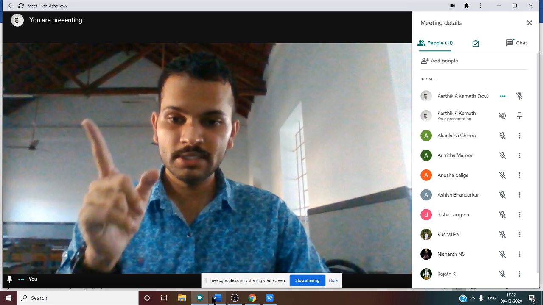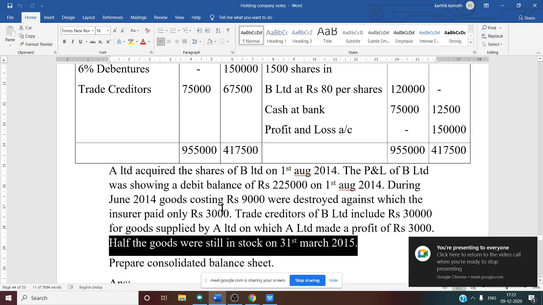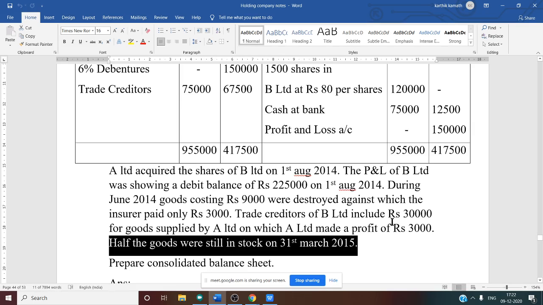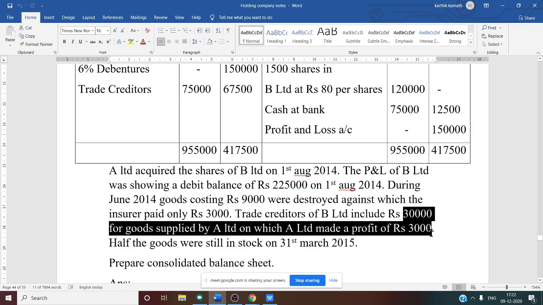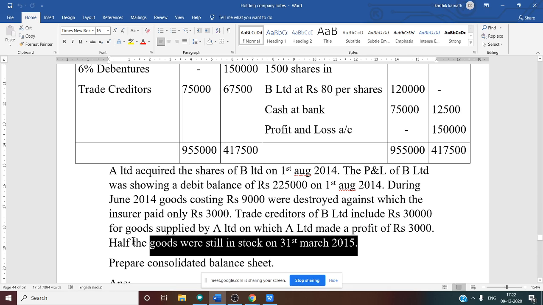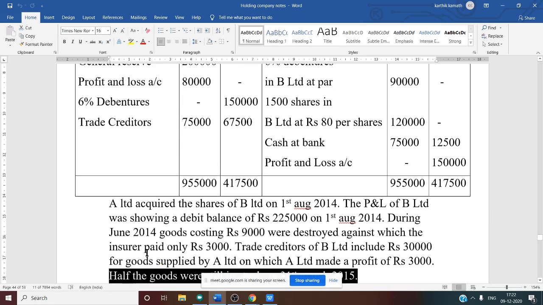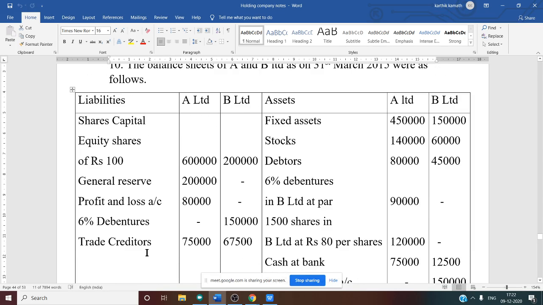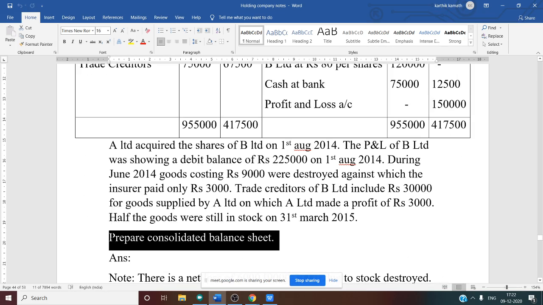Here no percentage is given. In this problem no percentage is given. So what you can do is use the other information whatever is available. See this: for 30,000, 3,000 is the profit; for 15,000 how much? If you do cross multiplication, you will get the unrealized profit. All these adjustments you have to do, then you have to prepare the consolidated balance sheet.